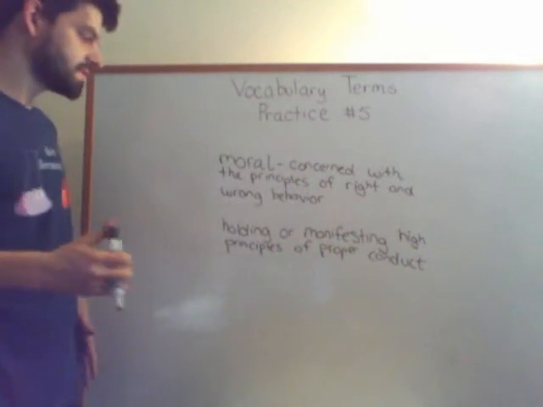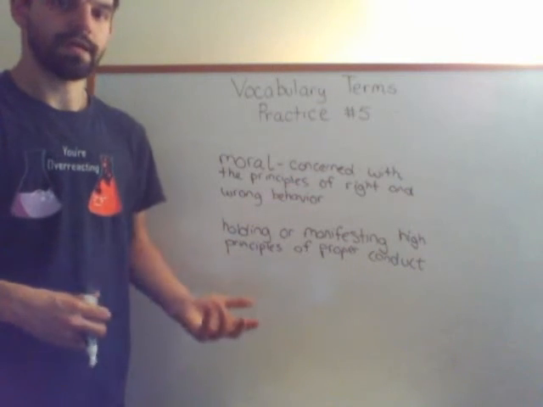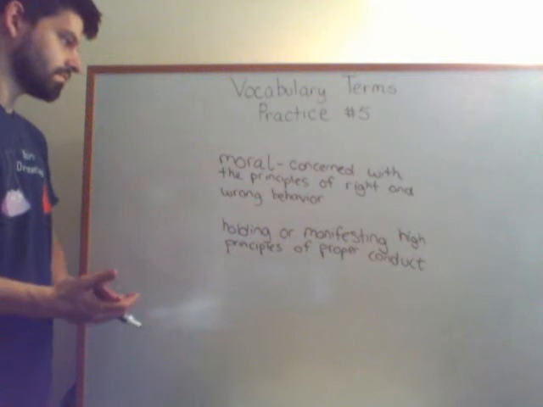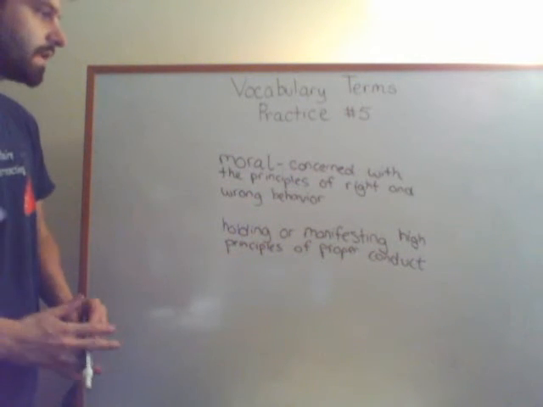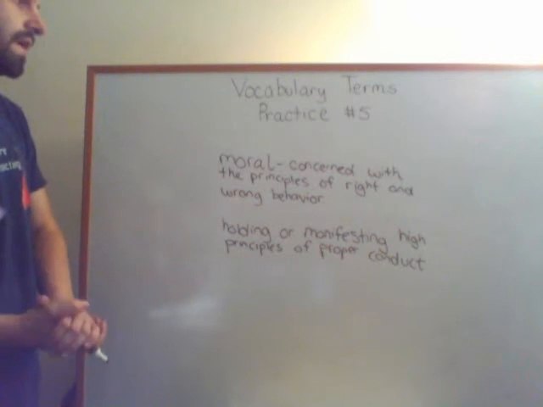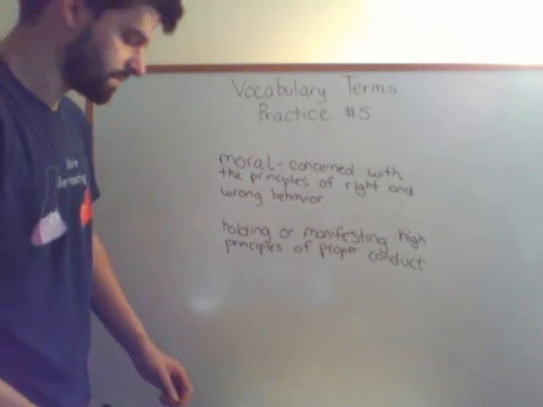So again, it's basically what we deem as a society as what is right and wrong. Okay. So again, our third word is moral, and it is spelled M-O-R-A-L, and is defined as what is concerned with the principles of right and wrong behavior, or holding or manifesting high principles of proper conduct.